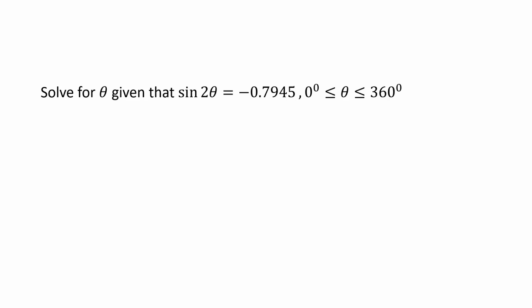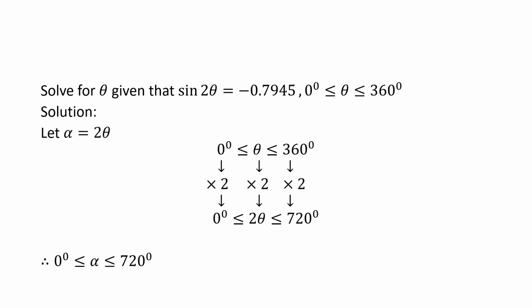All right, let's do one. Suppose we're told that sine of 2 theta equals negative 0.7945, and 0 is less than or equal to theta less than or equal to 360 degrees. The difficulty is the fact that the angle here is 2 theta, while the angle in the domain is theta. Well, what we do is we're going to let alpha equal 2 theta. Okay, so I'm going to introduce a new variable. I'm going to call it alpha.